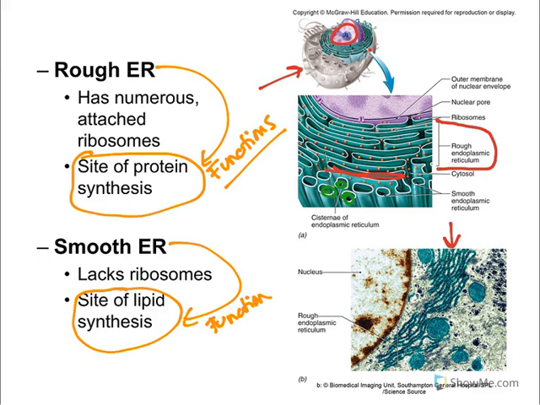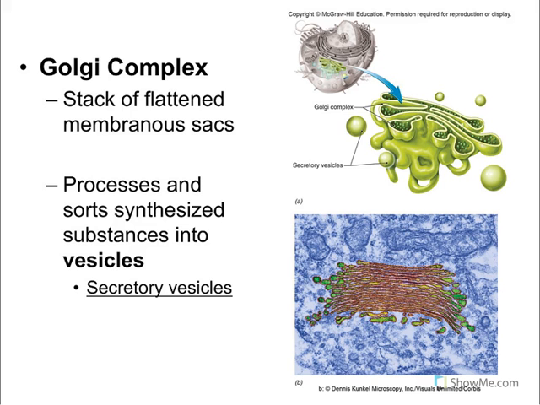Okay. So if we take a look at this picture, I think it's really easy to see the rough endoplasmic reticulum, kind of hard to see the smooth. But these long beads in here, those are the rough endoplasmic reticulum. All right, let's move on to the next one.